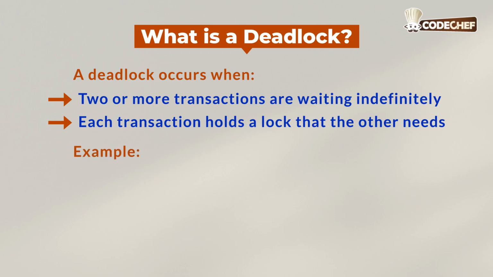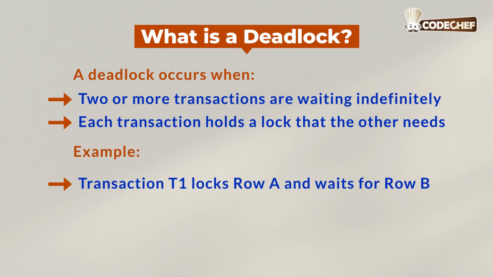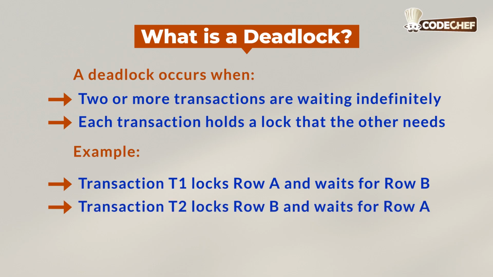For example, transaction T1 locks row A and waits for row B, while transaction T2 locks row B and waits for row A. So let's suppose these are two sources of data, row A and row B. Now both transactions T1 and T2 need row A and row B. But row A is locked by transaction 1, so it cannot be used by transaction 2. And on the other hand, row B is locked by transaction 2 and therefore it cannot be used by transaction 1. So this stops the processing of the whole transaction, leading to a deadlock in the system, since both transactions keep waiting forever.